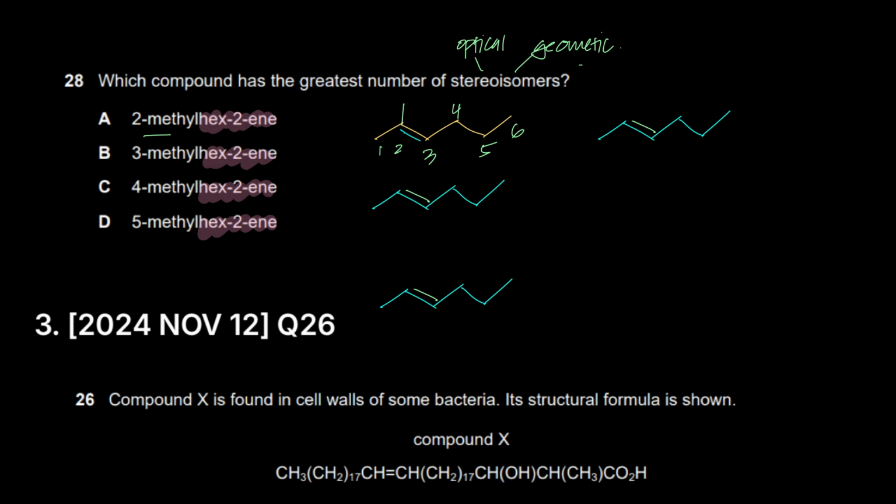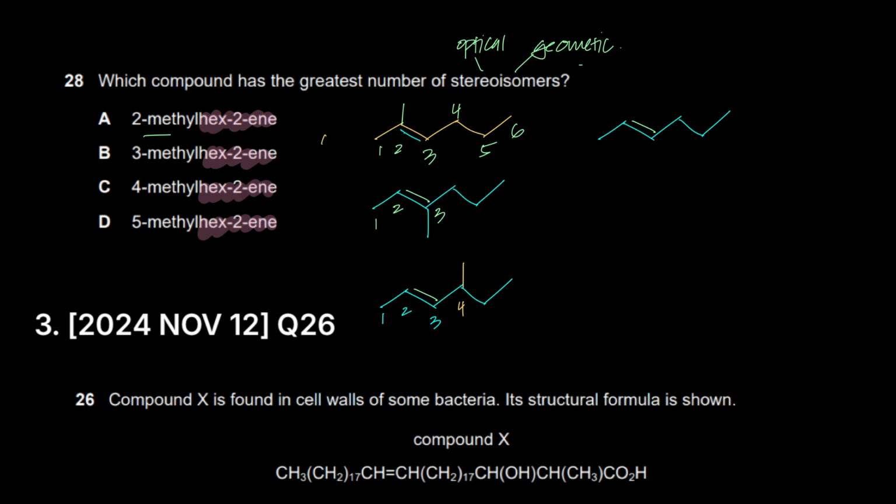So first draw the structures. Here the methyl is on the third carbon. So 1, 2, 3. This is where the methyl is, right here. Next, I'll call this C. So in C, the methyl is on the 4th carbon. This is 1, 2, 3, 4. This is where the methyl is, right here. And use yellow here. Done.